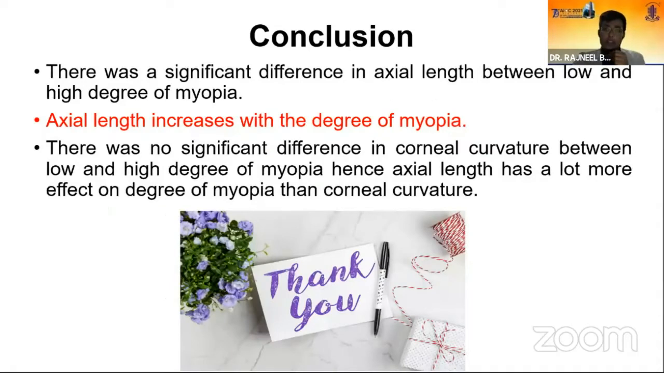To conclude, there was significant difference in axial length between low and high degree of myopia. Axial length increases with the degree of myopia. There was no significant difference in corneal curvature between low and high degree of myopia. Hence, axial length has a higher effect on degree of myopia than corneal curvature. Thank you. Thank you so much.